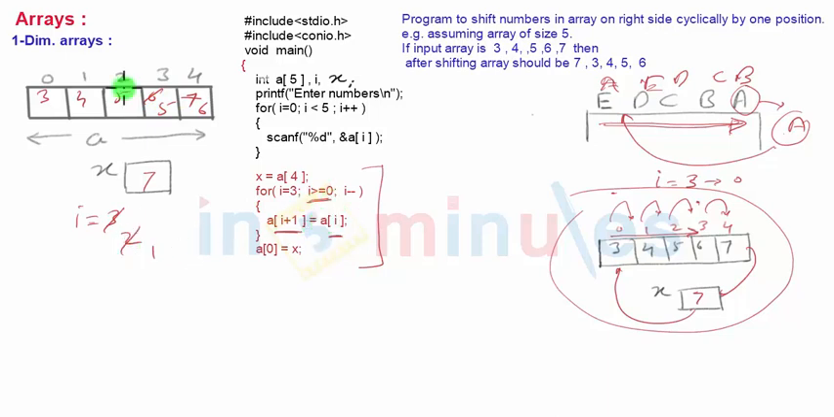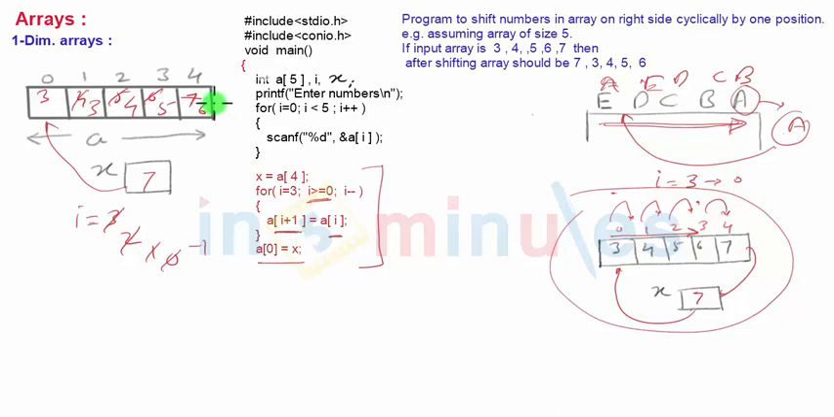Again A1 shifted to A2, I becomes 0, condition is true. A0 shifted to A1, then I minus minus, I becomes minus 1, and loop will stop. After loop stops, we'll place X variable into 0th location by storing A0 equal to X.